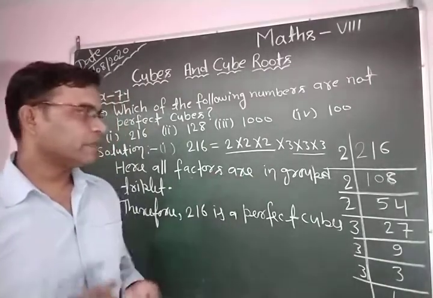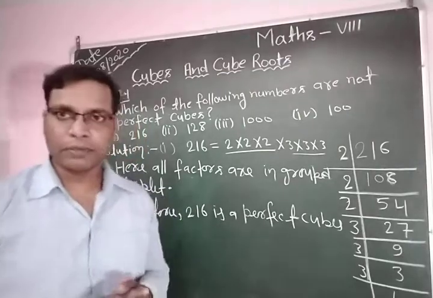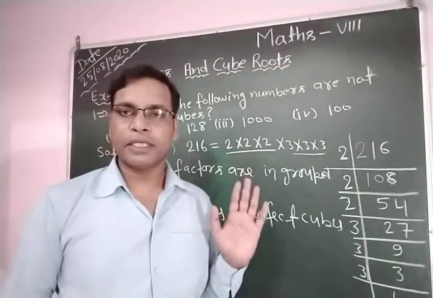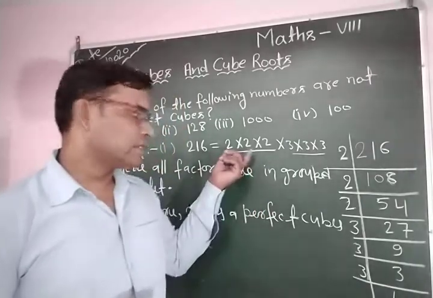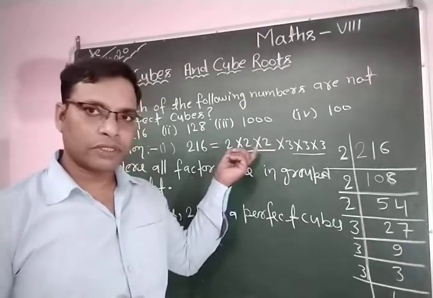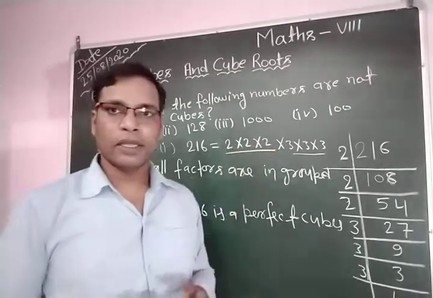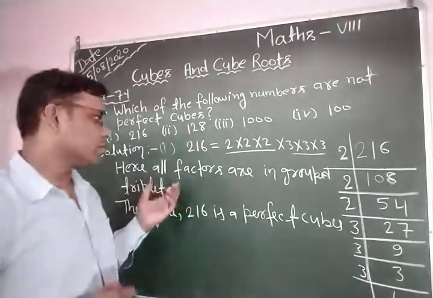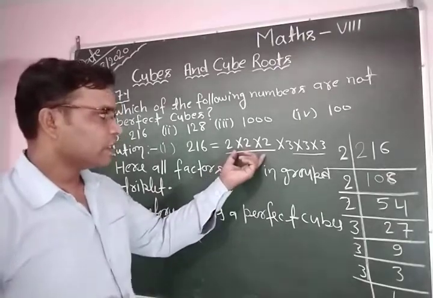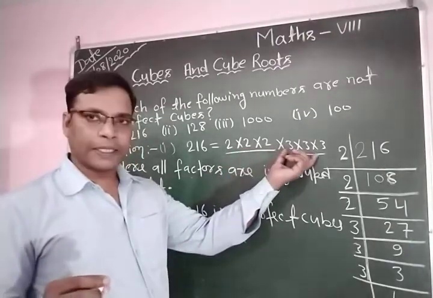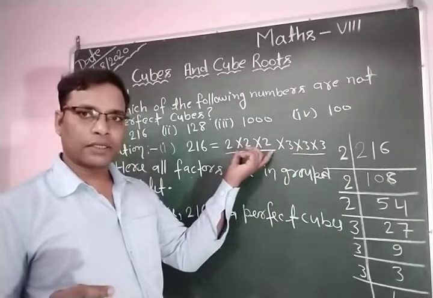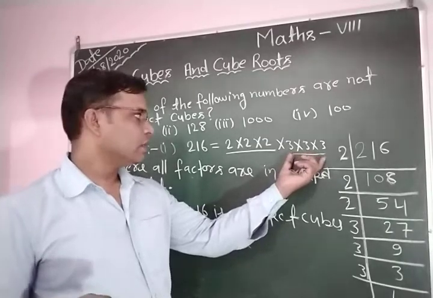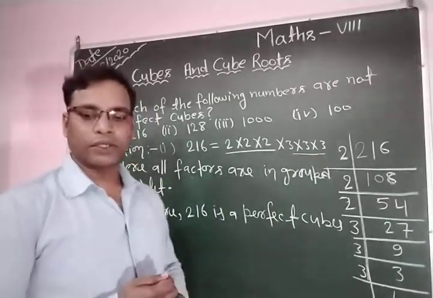So for this question, first we find the prime factorization of the given numbers, which you can see here. After this, we express the given number as the product of prime factors, and you can see here all factors, 2 and 3 prime numbers, are in a group triplet. They make a group of 3. Also the prime number 3 makes a group of 3. So you can say this is a perfect cube.